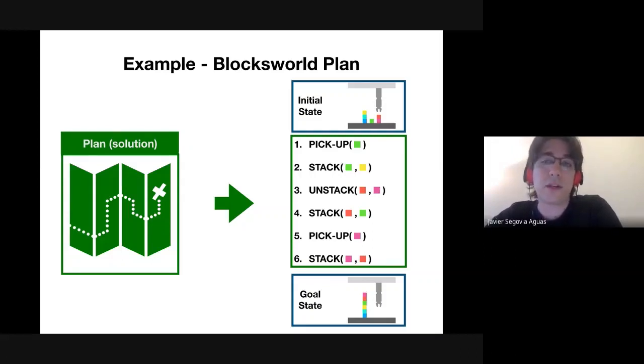Then we will have the gripper empty again. So we can unstack the red block that is on the pink one and stack this red block that we have on the gripper onto the green that is already placed. And the last 2 moves will be: pick up the pink block that is on the table and stack this pink block onto the red one that we just placed on the top of the tower. And with these 6 actions, we will map this initial state to this goal state.